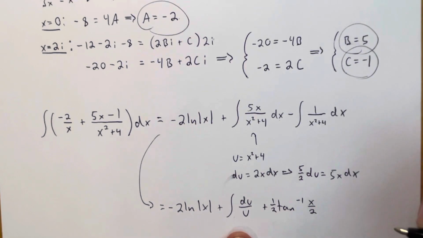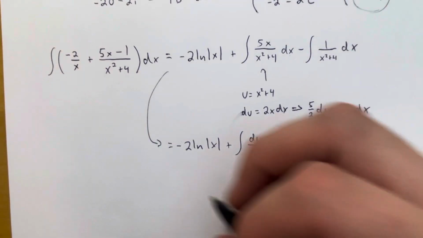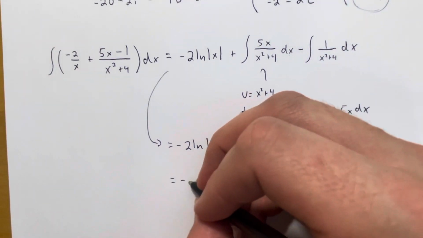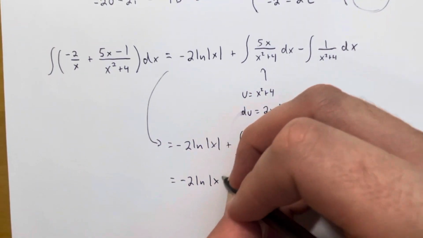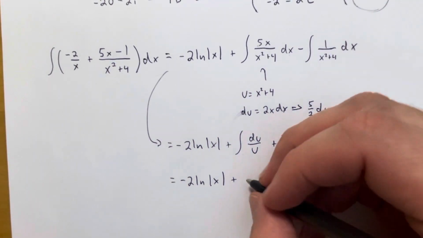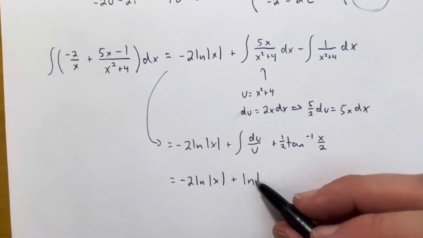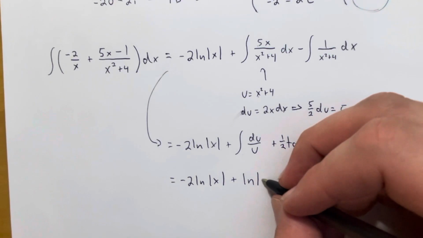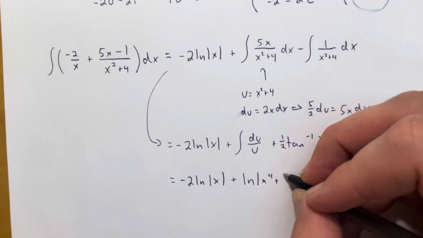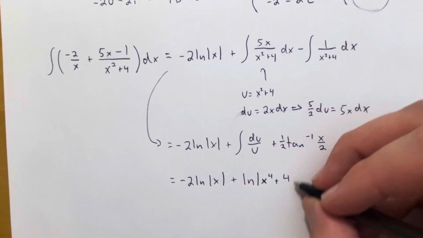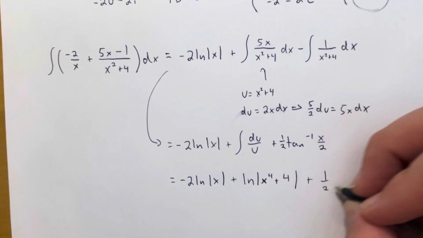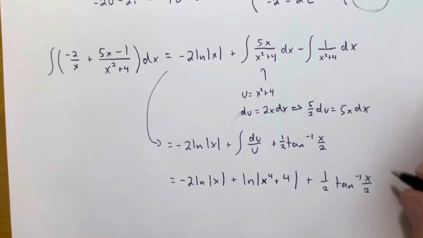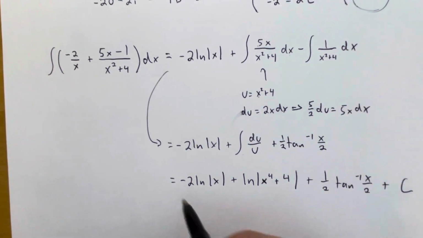Now all that's left is to deal with this final integral right here. I know that this would be equal to the natural log of the absolute value of u, but I don't really need to write the u because I need to convert it back into x's again. x squared plus 4 is really what that's equal to. Okay, plus 1/2 inverse tangent of x over 2. And now that I don't have any integrals left, I need to make sure I'm including my plus c in there.